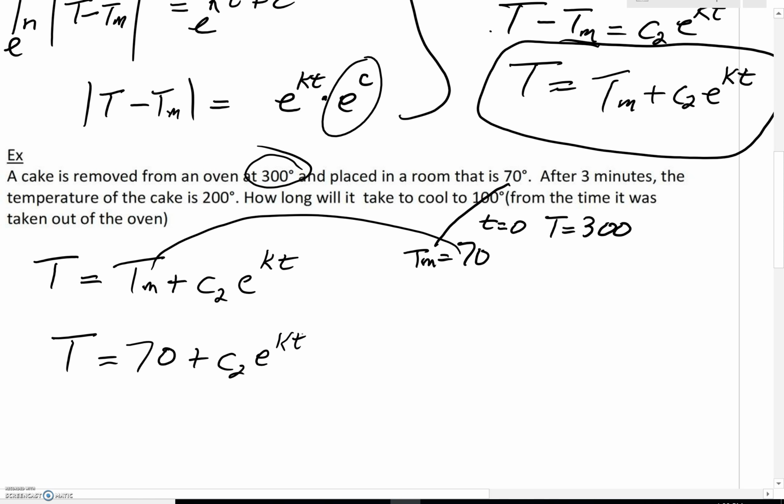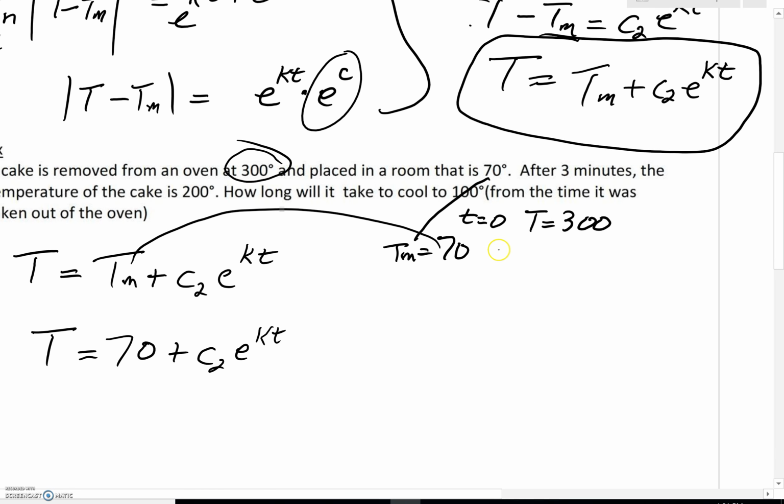Immediately, our Newton's law formula is taking more shape. We're getting more specific. But we're also saying after 3 minutes, the temperature of the cake is 200. So we're going to have another data point that we're going to be able to use. And the fact that you're given 2 data points is indicative that you've got a constant C sub 2. You also have that e to the k. To be able to find both, we need specific information about 2 temperatures at 2 different times. And that's why they're giving that to us.